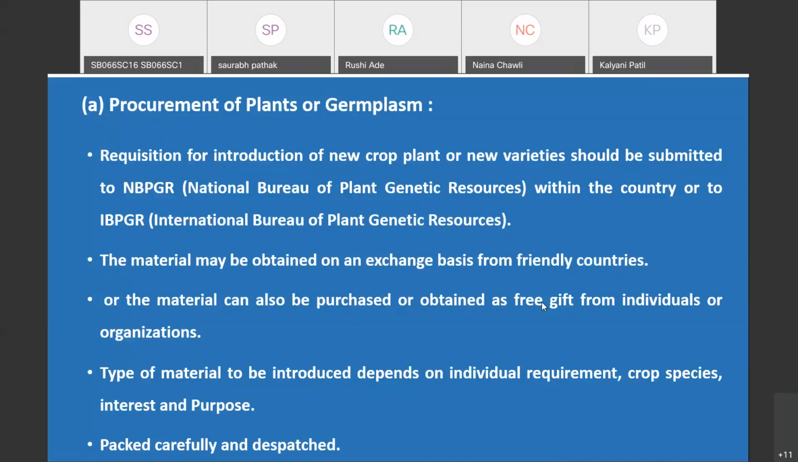Okay, that's why the quality and the quantity of the plant material to be introduced is completely depending upon the requirement of workers, funds and facilities available at that time. And lastly the plant material is packed carefully and then it is dispatched. That is the complete process of procurement to obtain the plant material from the other country. This is the first step in the plant introduction.